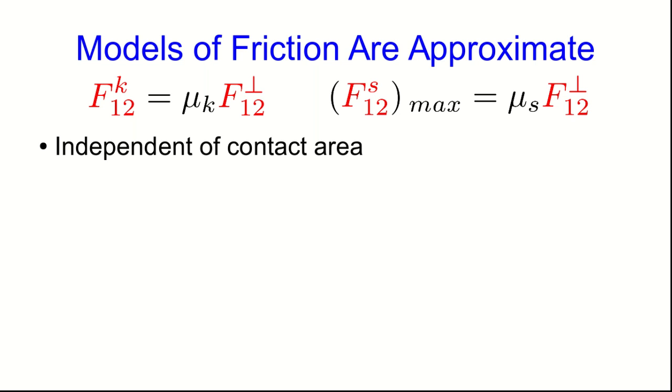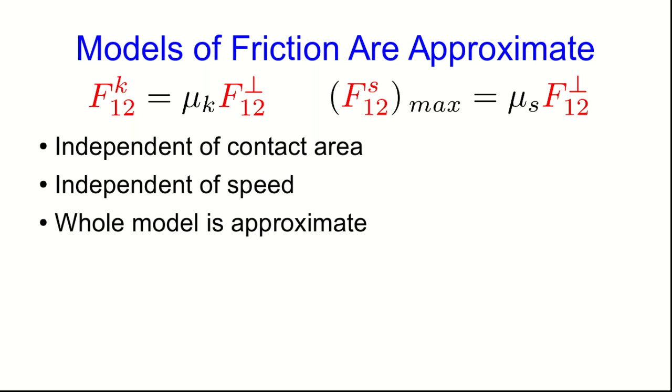So we have these models that the kinetic friction is proportional to the perpendicular force by the same surface, and the proportionality constant is called a kinetic friction coefficient, and that the maximum static friction has a very similar formula with a static friction coefficient, and these are both independent of contact area. And I didn't say so, but also somewhat counterintuitively for most people, these forces are independent of speed.